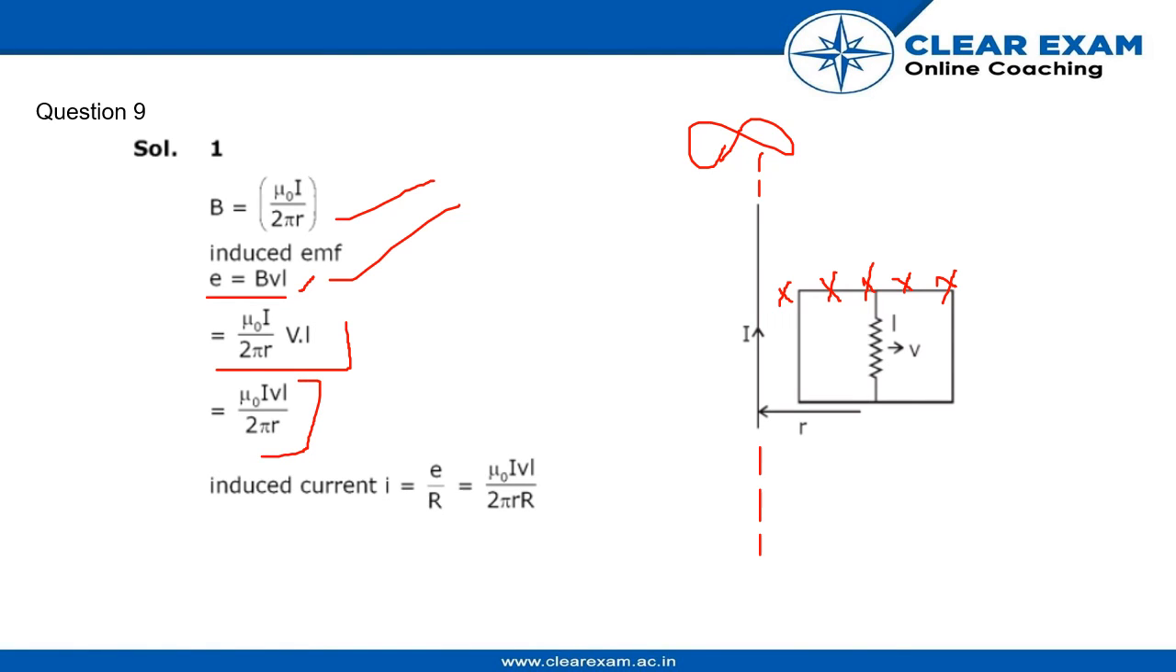So the induced current is I equals E by R, and that is this. I equals E by R equals mu naught I V L by 2 pi small r capital R.